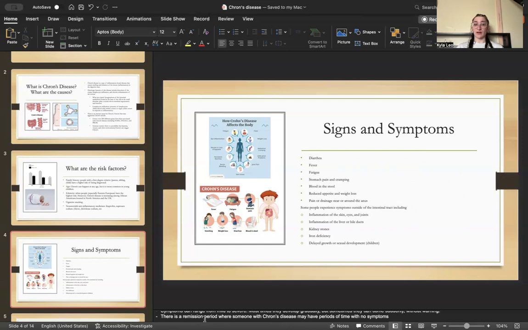Something I also want to point out is that some people experience symptoms outside of the intestinal tract. This can include inflammation of the skin, eyes, and joints, inflammation of the liver or bile ducts, kidney stones, iron deficiency, or delayed growth or sexual development in children.